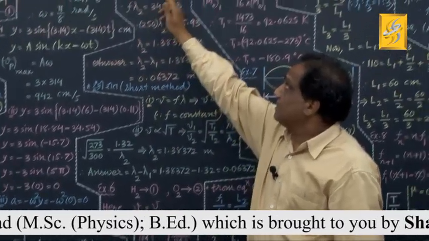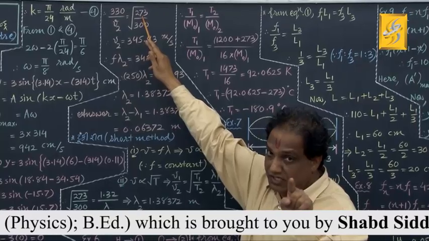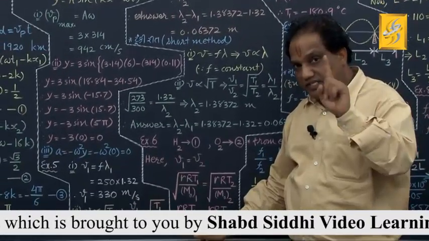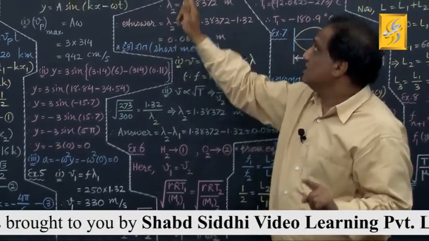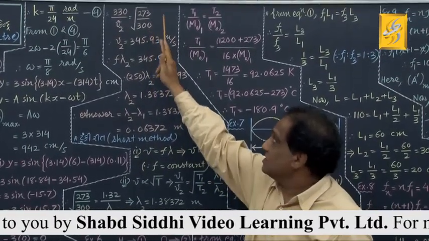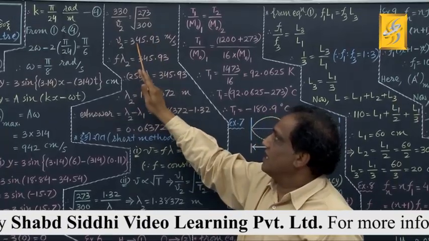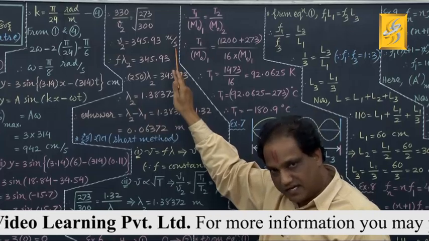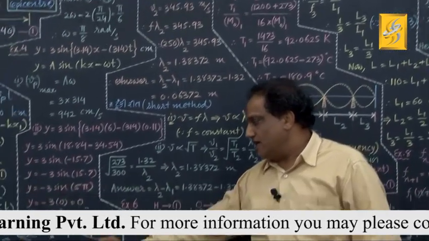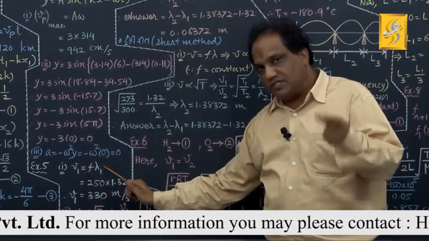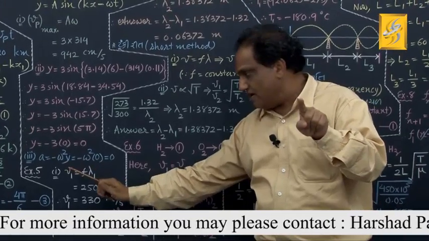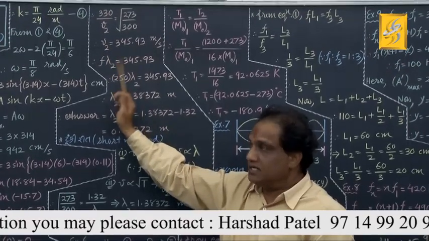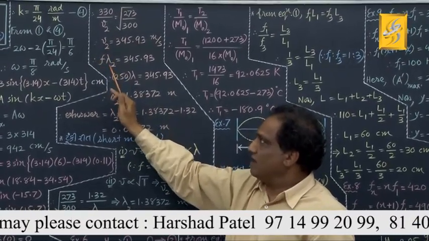First temperature, they have given 0 degree centigrade plus 273, so it is 273 Kelvin. Second temperature, they have given 27 degree centigrade plus 273, so it is 300 Kelvin. Simplify v2, you will get 345.93 meter per second, correct? Now, the way you could write here v1 equals f lambda 1, similarly for the second condition you may write v2 equals f lambda 2, correct?